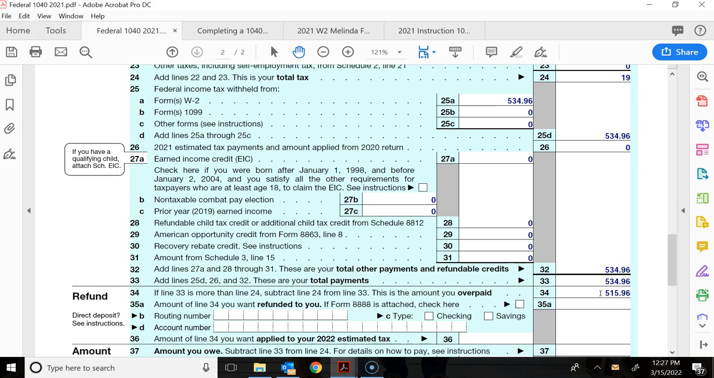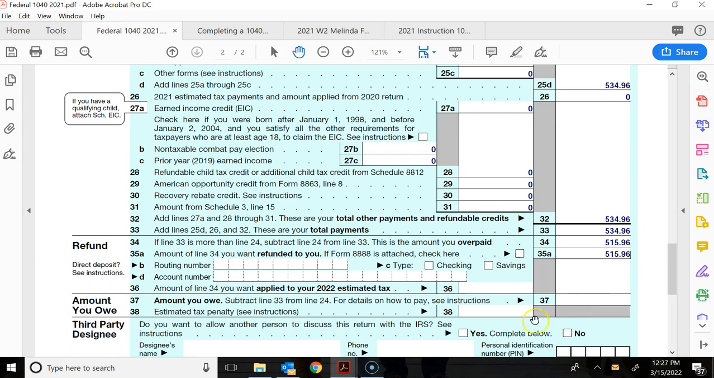And so now it's asking us how much we want to actually receive. And so we want all of it. So $515.96. And then from there, you will enter your routing number, your account number, whether it's a checking or savings account, and then that money can be directly deposited. If you have a refund, then you don't owe.